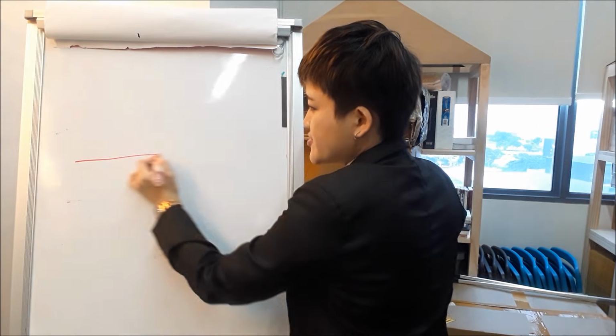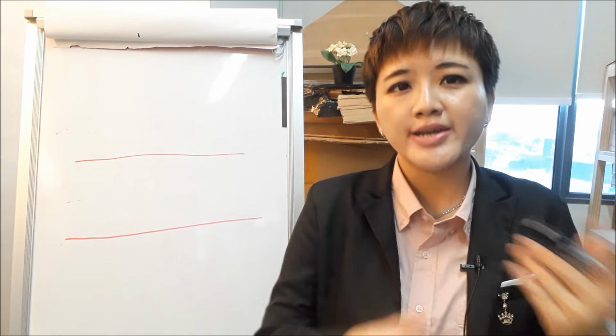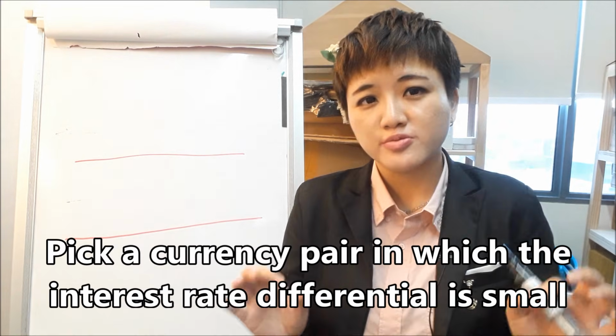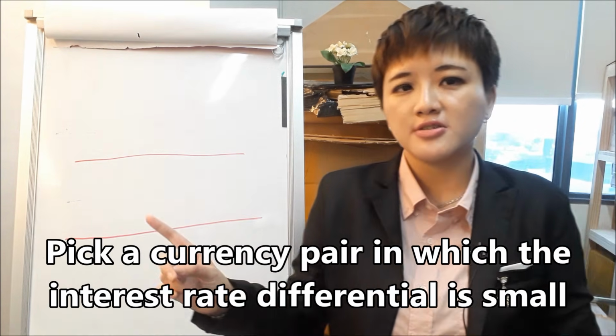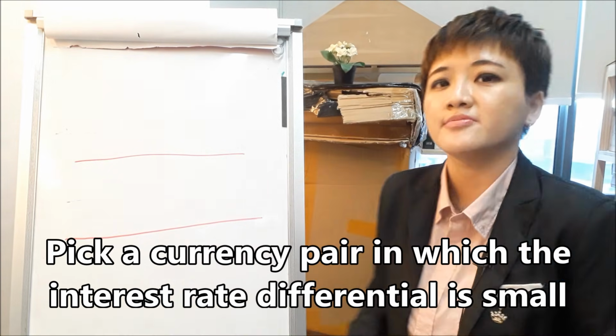So if you're range trading, you gotta trade currencies which range a lot of times. You need to pick a currency pair in which the interest rate differential is very small, because if the interest rate differential is very big, then the currency is going to trend more than it ranges.